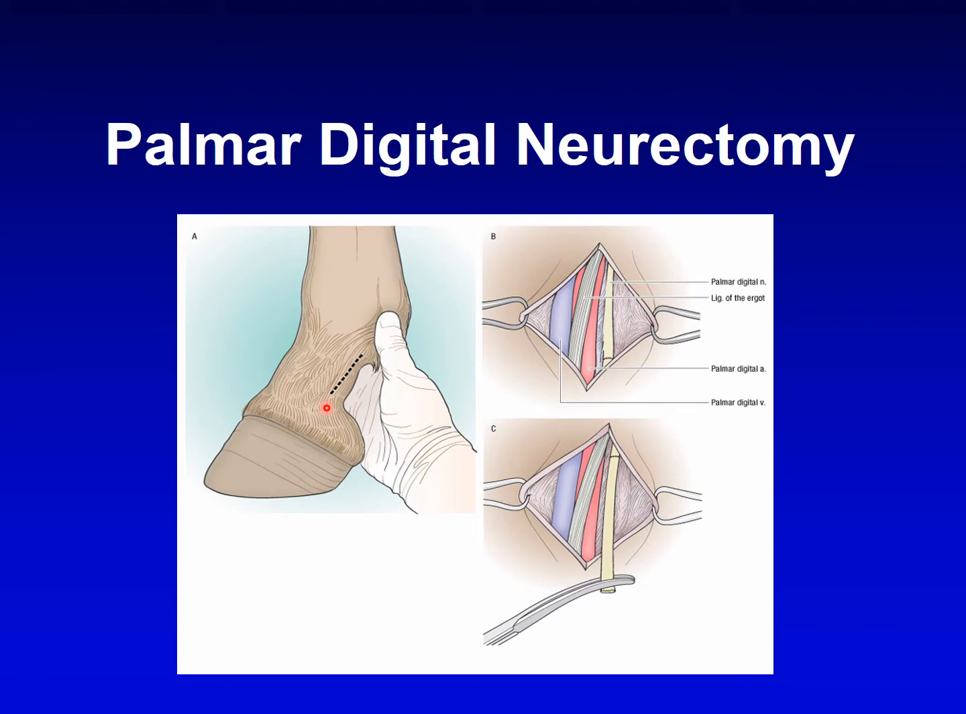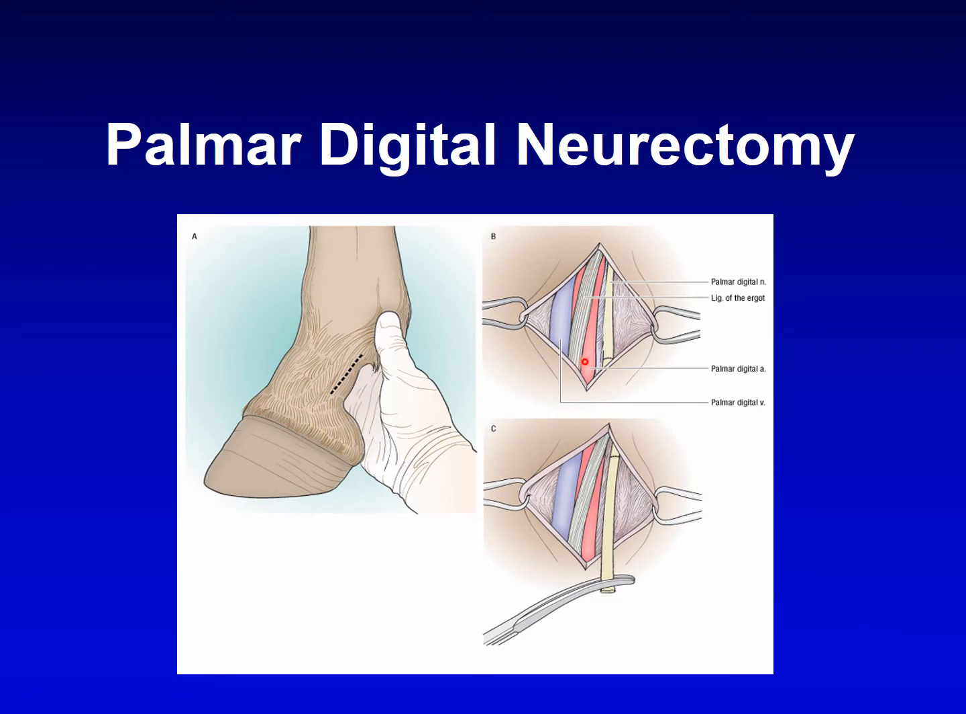After we open the skin, we find a bundle that contains artery, vein, and nerve. Of course, the vein is going to be the blue, the artery is going to be the red, and the nerve is going to be the yellow. More importantly is the structure on top of the artery, as we can see in this picture, and that structure is called the ligament of the ergot.